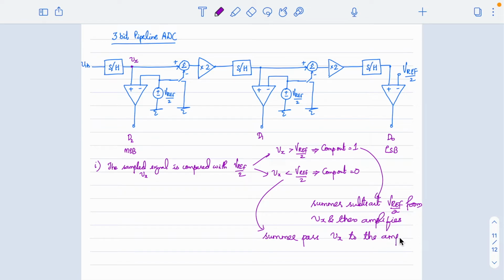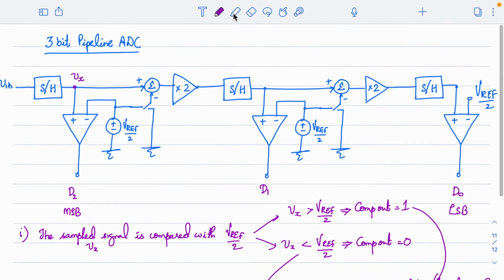This is what will happen in every stage, right? Now we call the output of every stage the residue of that stage itself. Since this is a 3-bit ADC, we have 3 stages here. We will name the residue of the first stage V3, and the residue of the second stage V2. We have two residue outputs, right? The output of the first stage and the output of the second stage, V3 and V2.